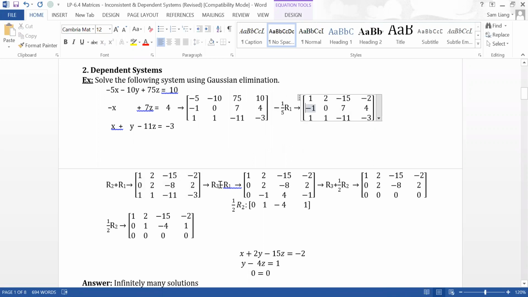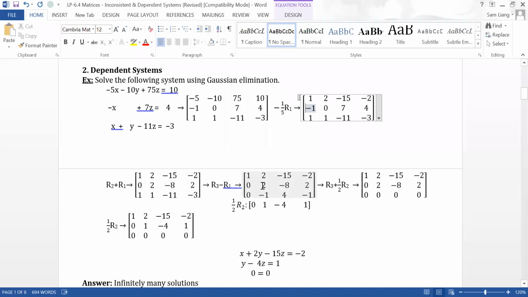Then I do R3 minus R1, so that'll be 1 minus 1 is 0, 1 minus 2 is -1, -11 minus -15, so careful with the negative signs, that's +4, and -3 minus -2 is -1, which is what we have here. So we have the zeros in the first column. Next, we'll move on to the second column.